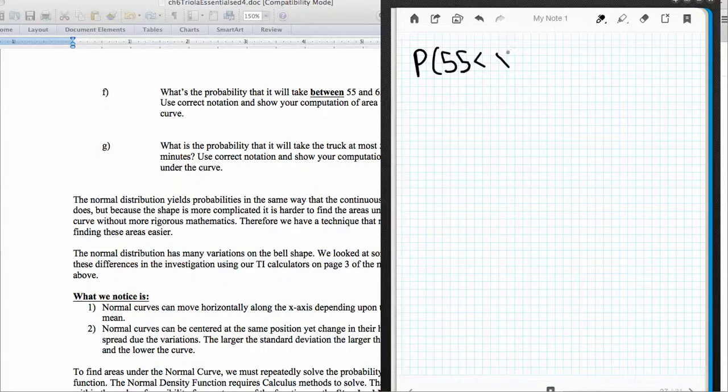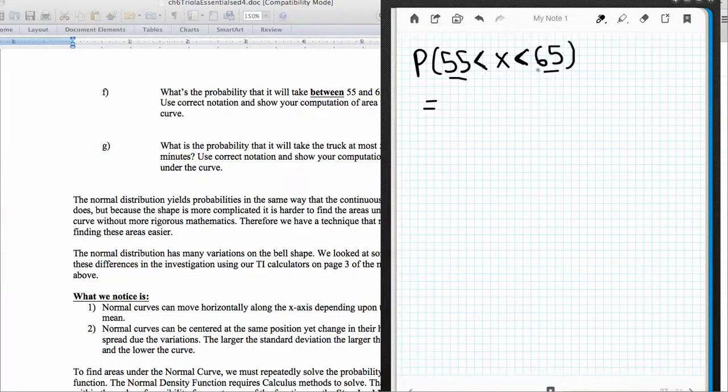Remembering compound inequalities are always written with the small number on the left-hand side and then the big number on the right-hand side, and you always use less than symbols. That is the correct way to write a compound inequality, and that's between two things. So we have between those two values.